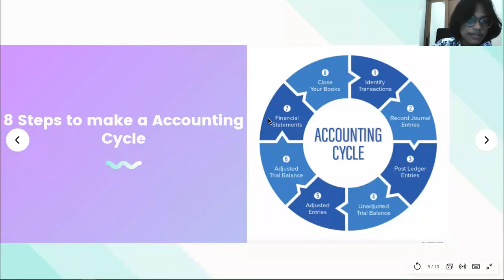There are 8 steps to the accounting cycle. The first step is identify your transaction. Next, record your transactions. Next, post it to the general ledger. Next, make an unadjusted trial balance. Next, adjusting your entries. Next, create your adjusted trial balance. Next step is create your financial statement. And the last one is closing your book.